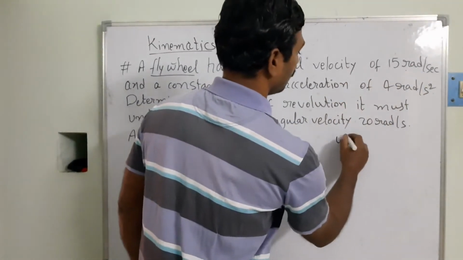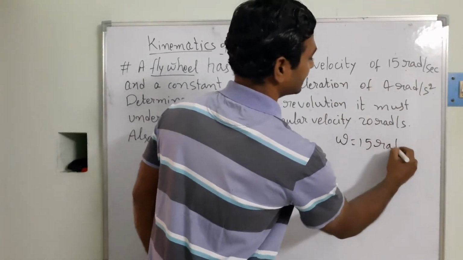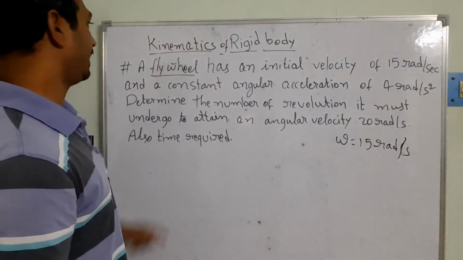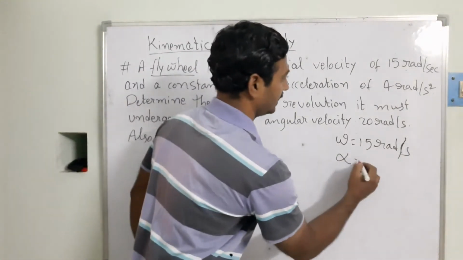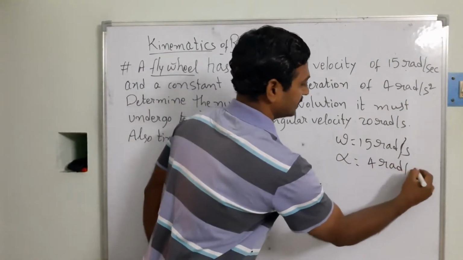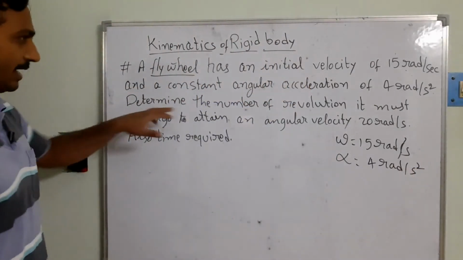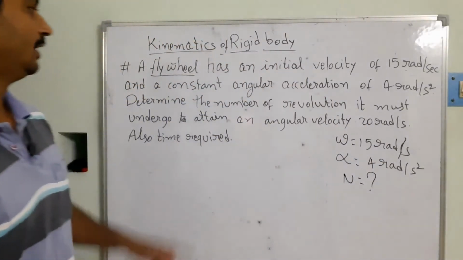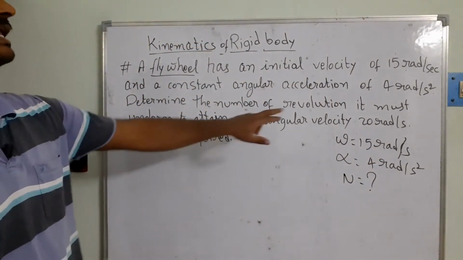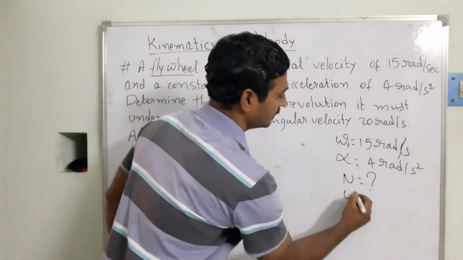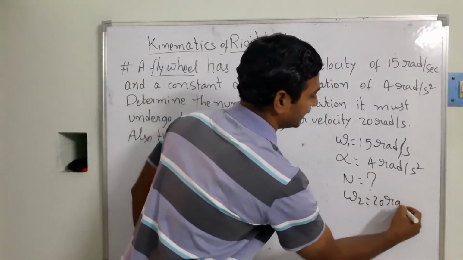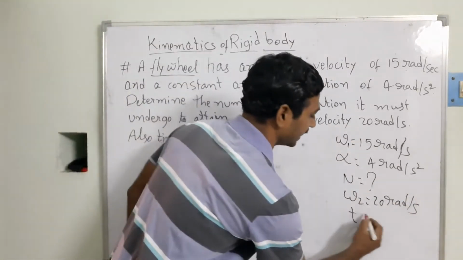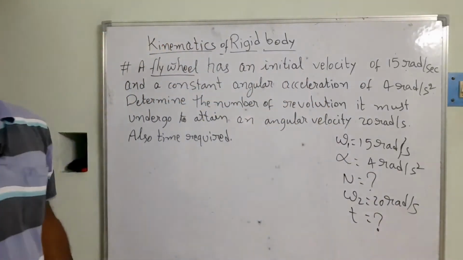So I am taking omega equal to 15 radians per second, at a constant angular acceleration alpha equal to 4 radians per second square. Then determine the number of revolutions I need to calculate, the number of revolutions it must undergo to attain an angular velocity. Suppose this is omega 1, and this is omega 2 equal to 20 radians per second. And the time required to achieve 20 radians per second also needs to be calculated.